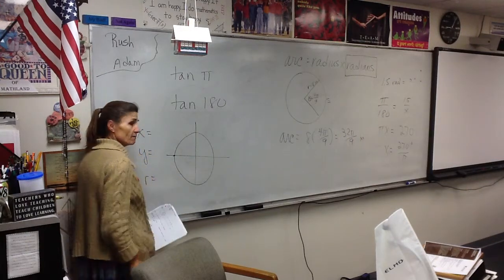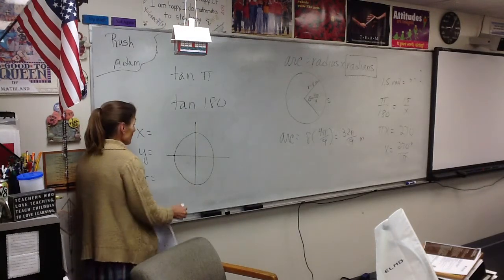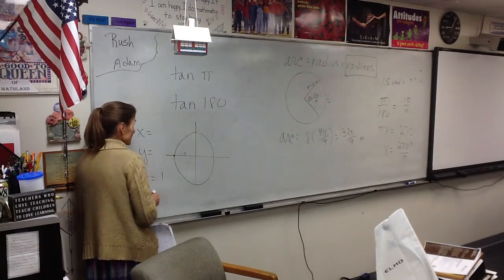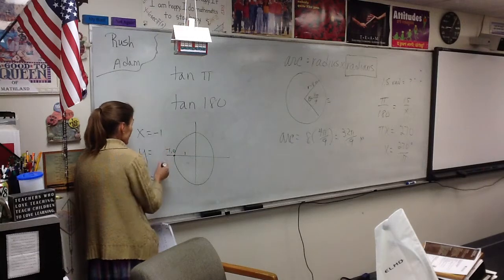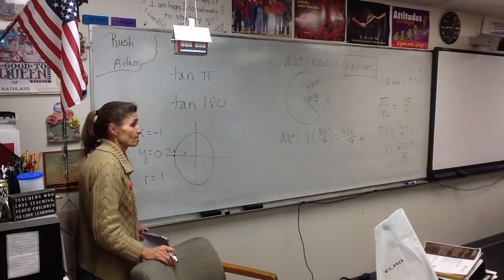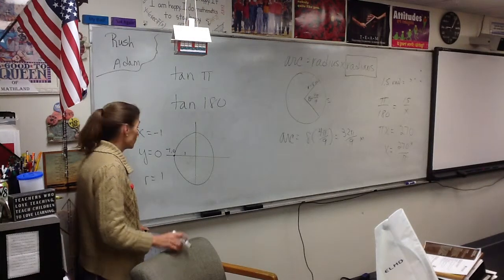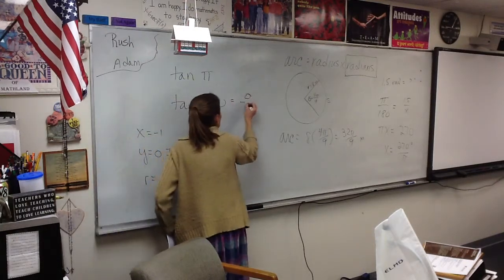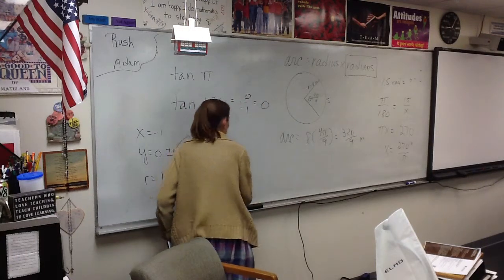How in the world are we going to figure out x, y, and r? We pick r. We're going to make it up, yeah. So we'll pick r. We'll let r be 1. So then what would this point be? If the radius is 1, that point would be negative 1, 0. So x is negative 1 and y is 0. Tangent is y over x. Y over x will be 0 over negative 1, which is 0. Perfect.